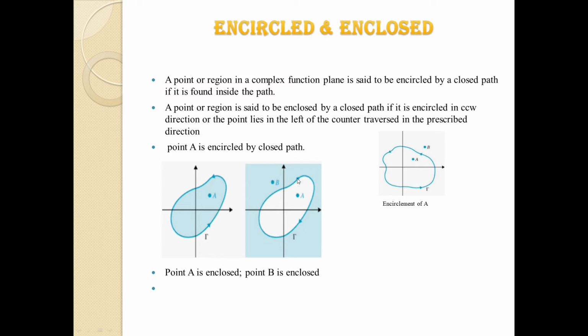Whereas in this diagram the contour is rotating in the clockwise direction, and when it is in clockwise direction, then we can say that the point B is located on the left hand side, whereas the point A is located on the right hand side. So here the point B is considered to be enclosed within this contour, whereas the point A is not enclosed within this contour. So after checking whether a point is enclosed within the contour or not, we need to find out the number of encirclements.